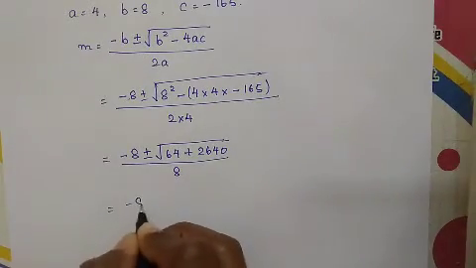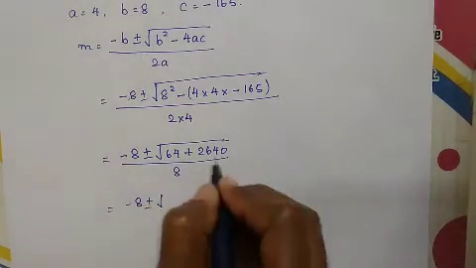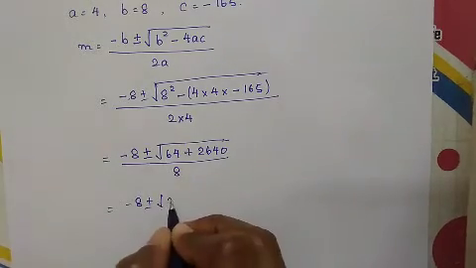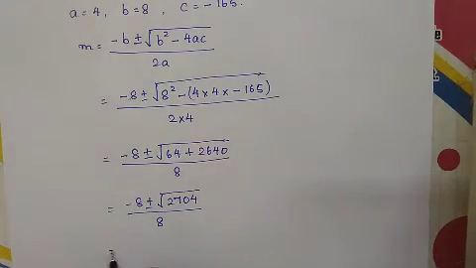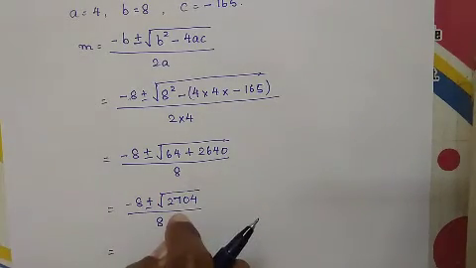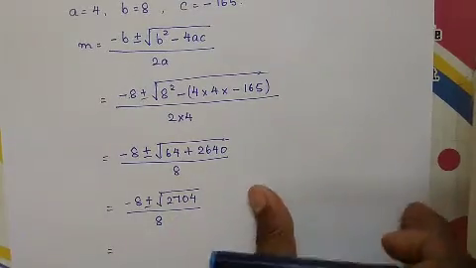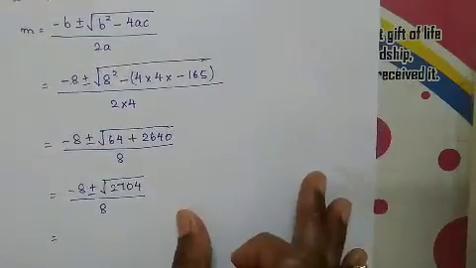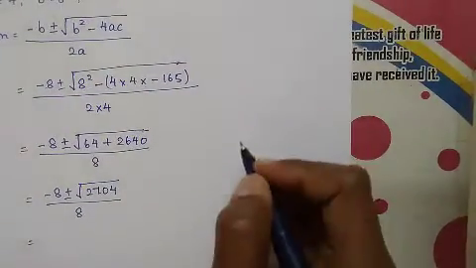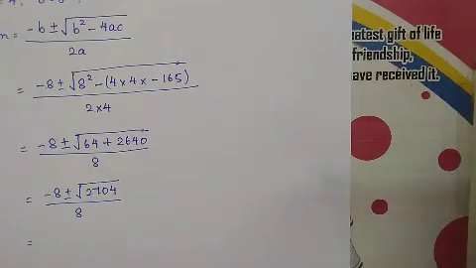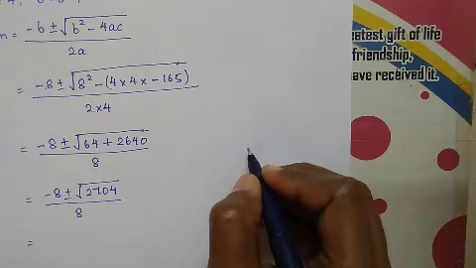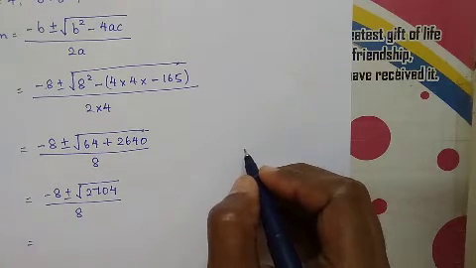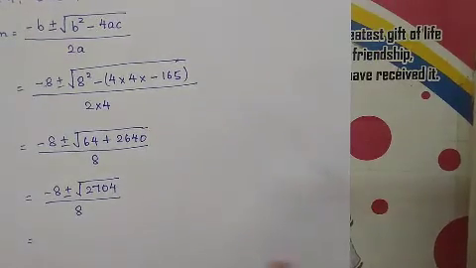That is equal to minus 8 plus or minus square root of 64 plus 2640, which is going to be 2704, divided by 8. Now we have to find the square root of 2704. You can even do the factorization and find the square root, but you have a still easier method in your 8th standard. If you had forgotten it, you can go back to your 8th standard and learn it again. It is a very easy method.